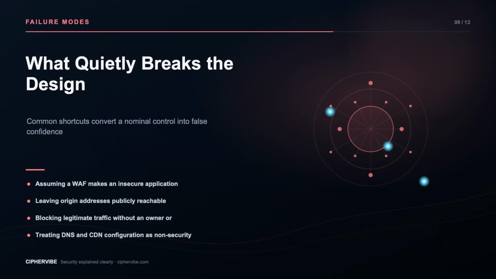Security architecture fails most often through assumptions, not dramatic movie-style attacks. First, assuming a WAF makes an insecure application safe. Second, leaving origin addresses publicly reachable. Third, blocking legitimate traffic without an owner or exception process. Fourth, treating DNS and CDN configuration as non-security changes.